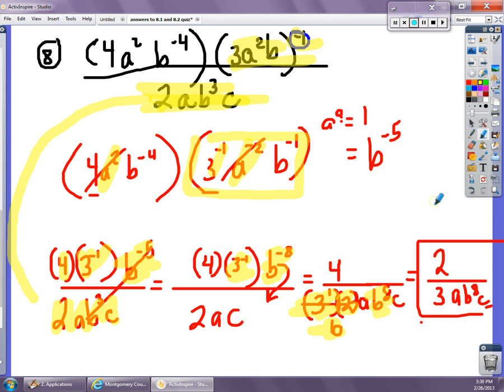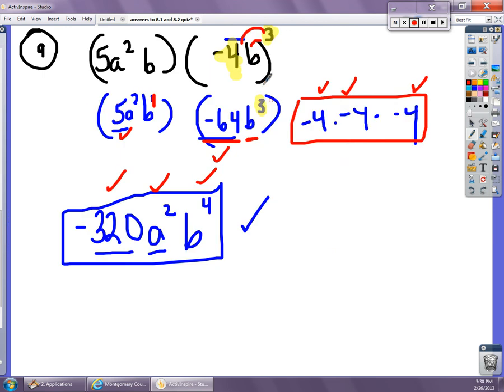So I was left with, you can see right here I have a 4, and at the bottom I have 6, a, b to the 8th, c. But 4 over 6 reduces to 2/3, and then that's my final answer, 2/3 a, b to the 8th, c.